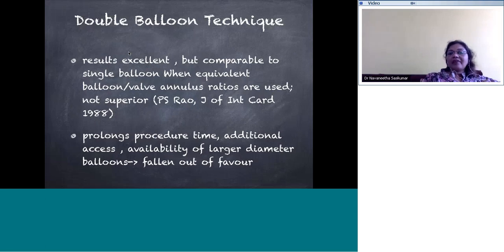And then these days you have balloon catheters with large sizes. You essentially do not need two balloons to dilate the pulmonary valve because of the availability of these big catheters. So the problem with the double balloon technique, as you know, is it prolongs the procedure time because you need two accesses, two wires, two balloons. And essentially, because of all these reasons, double balloon technique is not that favored these days.